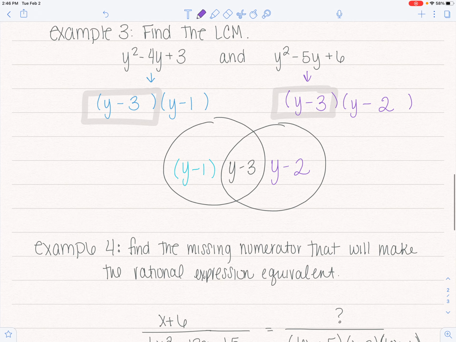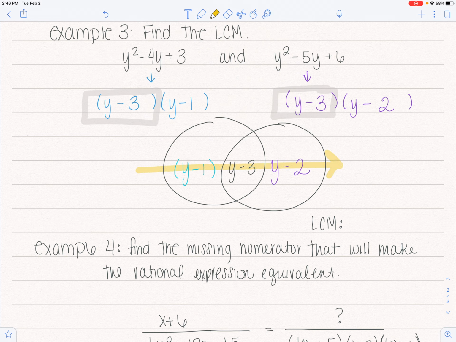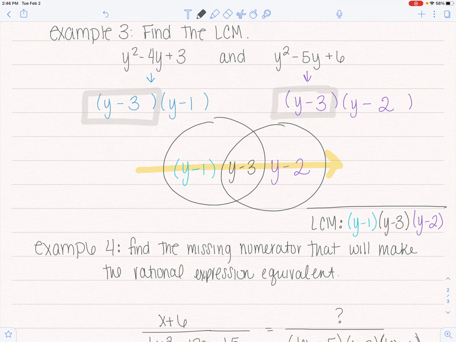The LCM is going to be the product of all of these. So it's going to be multiplying all of these straight across. So I'll have y minus 1 times y minus 3 times y minus 2. That whole thing is going to be your final answer. You do not need to multiply it out. You can leave it all in the parentheses.